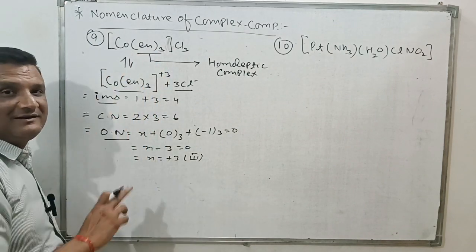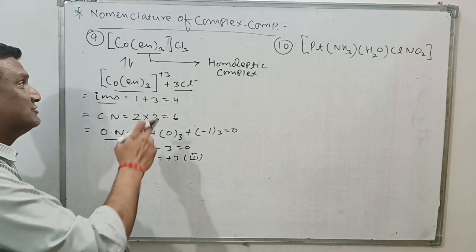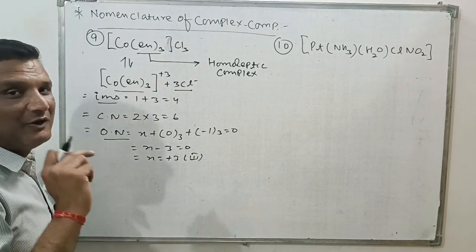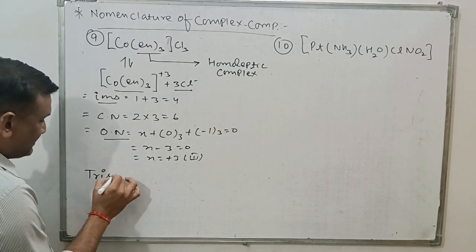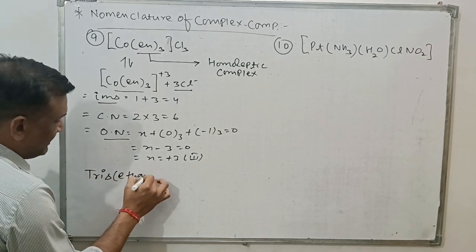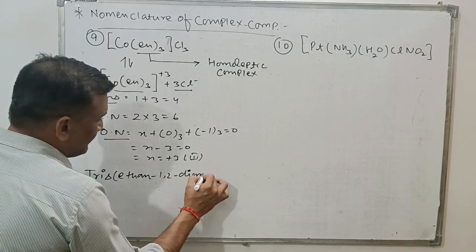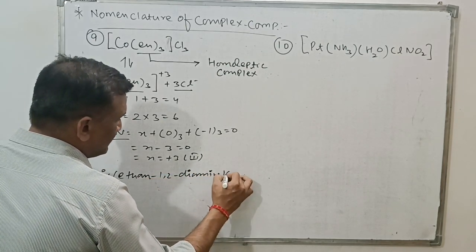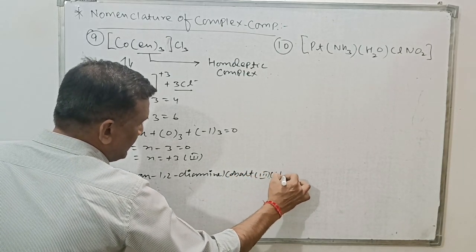Further we'll give the name. Here 3 ligands already exist, with the di prefix in ethane-1,2-diamine, so for the total number 3 we'll go with tris. So the name of the compound will be tris(ethane-1,2-diamine)cobalt(III) chloride.